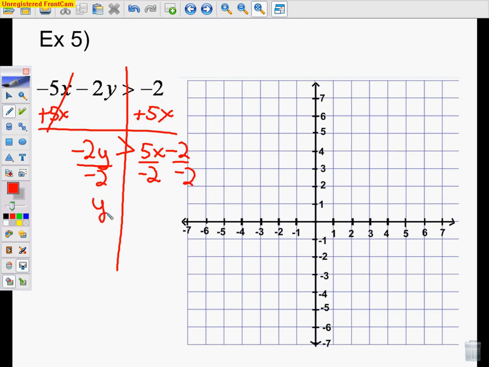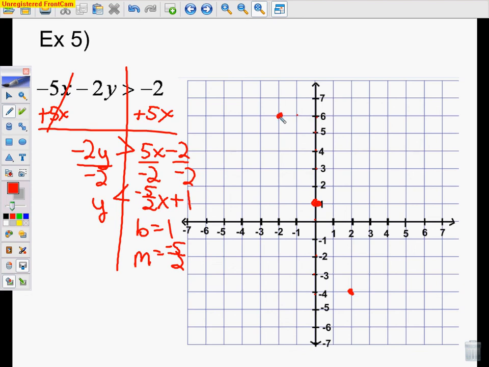And this leaves you with y is, careful here, less than, because remember, when you multiply or divide by a negative, you have to flip the inequality. Negative 5 halves x plus 1. So the y-intercept is 1, and the slope is negative 5 halves. We start at 1, and then our movement from that 1 is down 5, 1, 2, 3, 4, 5, over 2. Or we could have also gone up 5, 1, 2, 3, 4, 5, left 2.